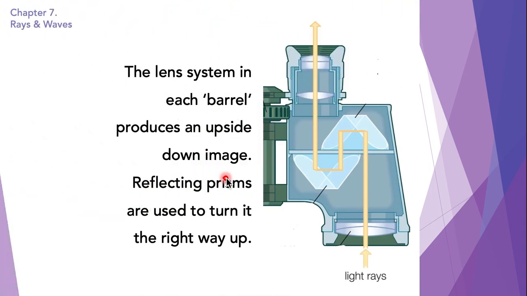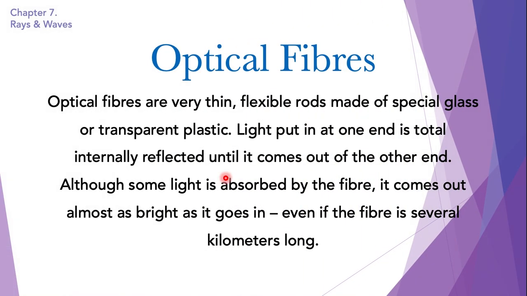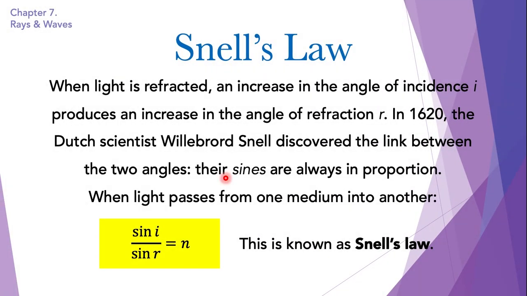Now we're going to move ahead onto understanding Snell's law. When light is refracted, an increase in the angle of incidence produces an increase in the angle of refraction. Remember, the sign of incidence is I, and the sign of angle of refraction is R, small i and small r. In 1620, the Dutch scientist Willebrord Snell discovered the link between the two angles. The link was that their sines are always in proportion.